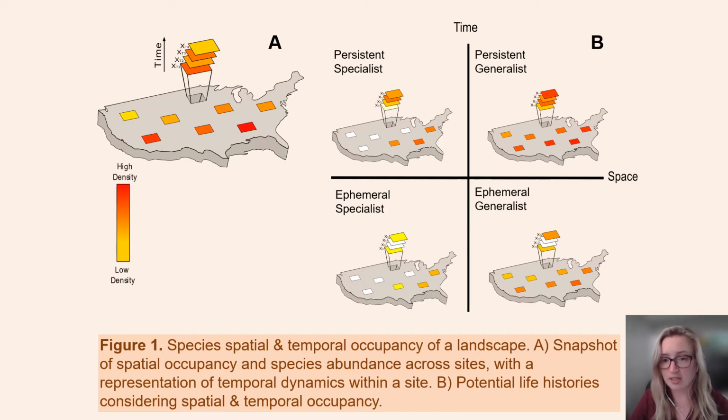And then Panel B conceptualizes how this might result in potential life histories given the differences in spatial distribution and temporal persistence. So this could range from a spatially limited and temporary species on the bottom left to a persistent generalist in the upper right. And then we extended this to predict that these combinations would correspond to varying local abundances.